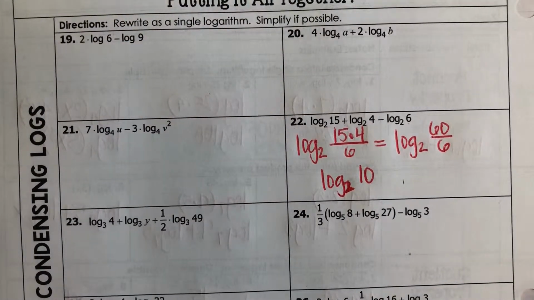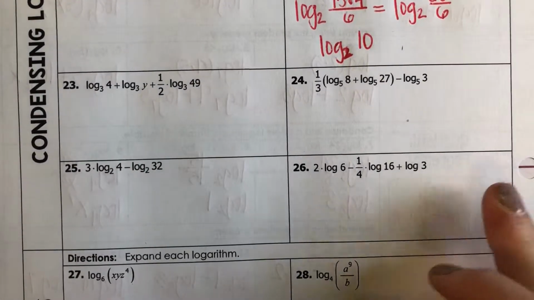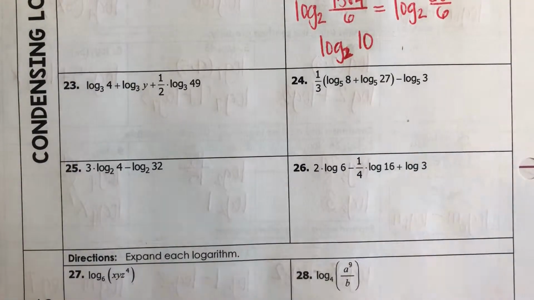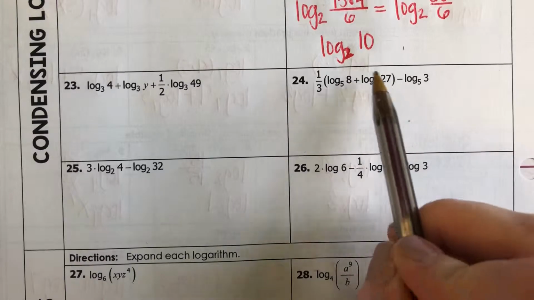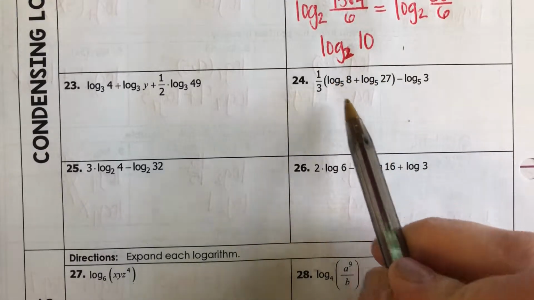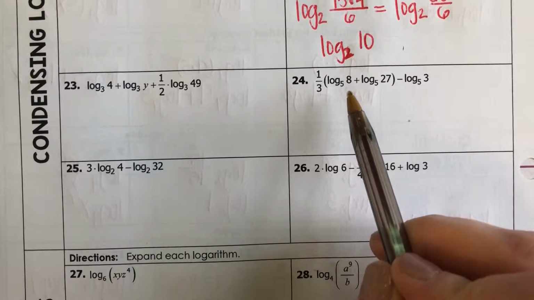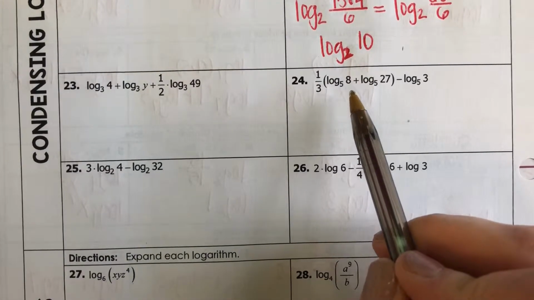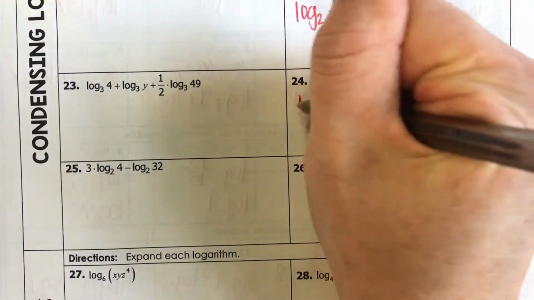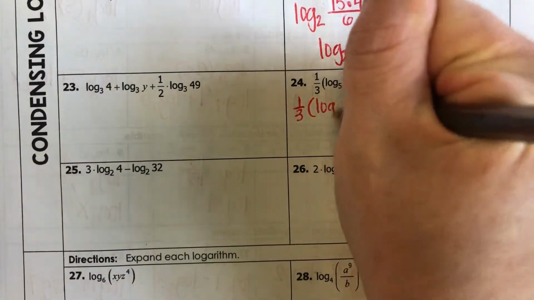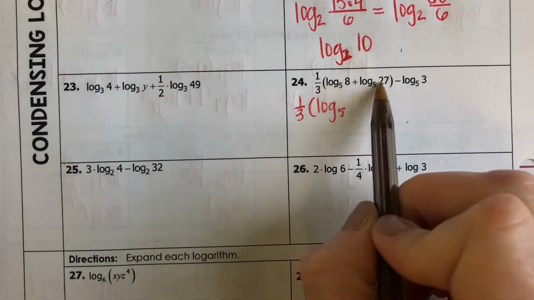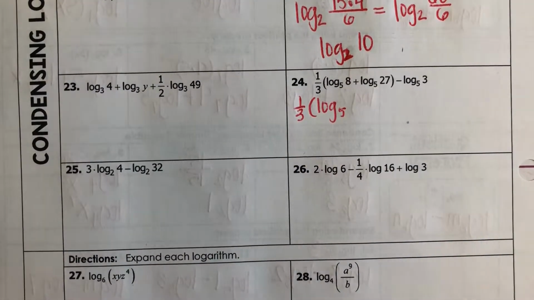Okay? All right, and I also want to look at number 24 with you. Number 24, notice there are some parentheses. Order of operations tells me that I have to do what's inside those parentheses first. So I'm going to ignore this 1/3 for right now, and I'm going to condense what is inside right here.